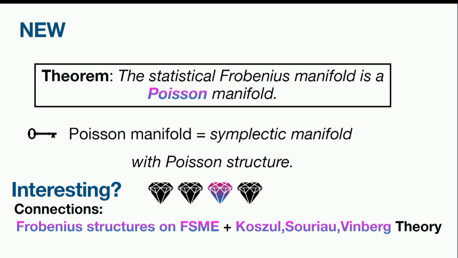So the theorem is that statistical Frobenius manifolds form a Poisson manifold. In the definition I chose, that was just purely geometric. A Poisson manifold is a symplectic manifold with some Poisson structure additionally there. And I think that's interesting because it relates, as I said, a new point of view coming from this Frobenius manifold, this WDVV equation, two-dimensional topological field theory, to a theory that was developed here by Koszul, Souriau, and Weinberg. So two different ways of thinking about the same thing.